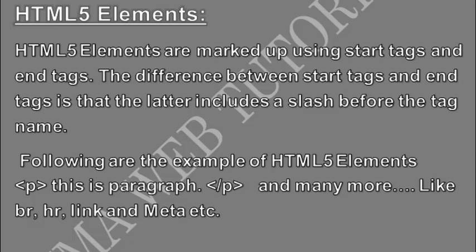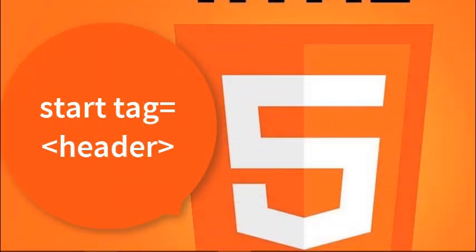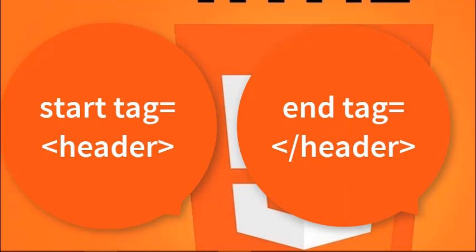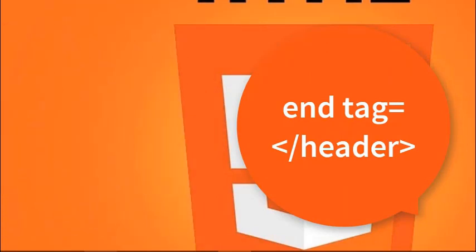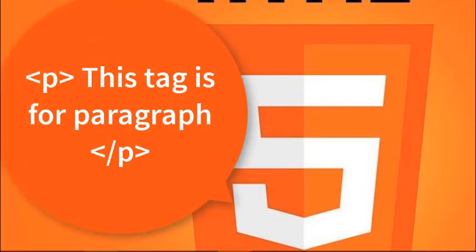HTML elements are markups using start tags and end tags. Tags are delimited using angle braces. The difference between start tags and end tags is that the latter include a slash before the tag name. Following is an example of an HTML5 element: p for paragraph, then this is the paragraph, and the ending tag of p.